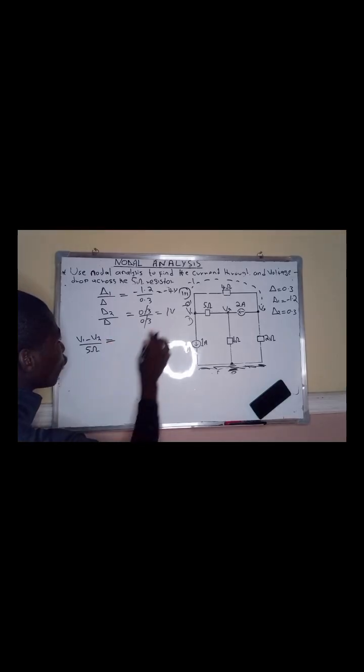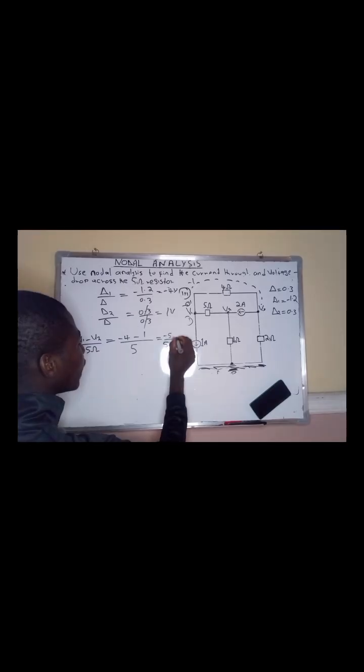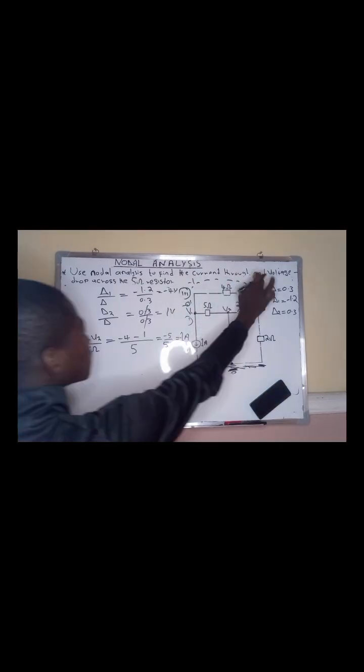5 ohm resistor. So therefore, I have to say the value of V1 is minus 4, and therefore minus V2. This is my V2, which is 1, over 5. So therefore, I'm having minus 5 over 5, which is equal to minus 1 amp. So this is the value of the current that is passing through the 5 ohm resistor.